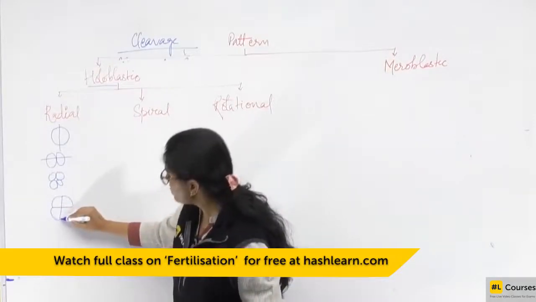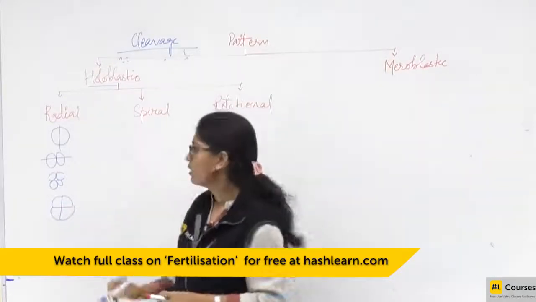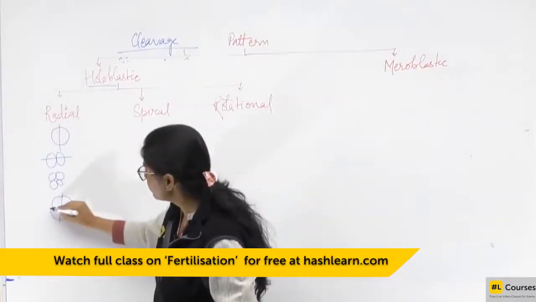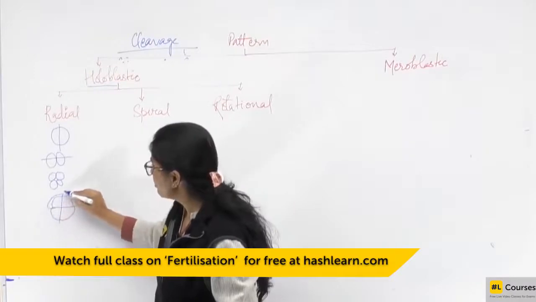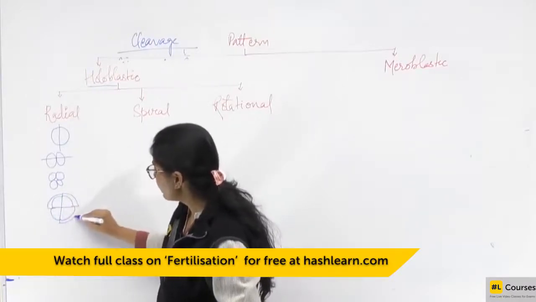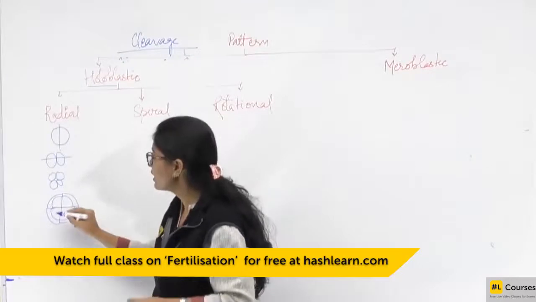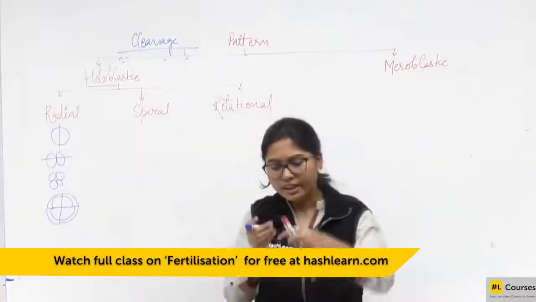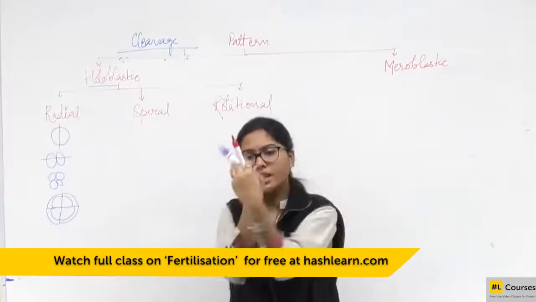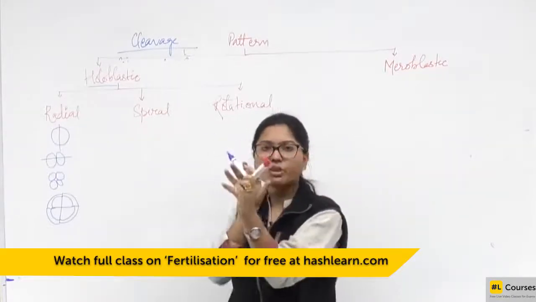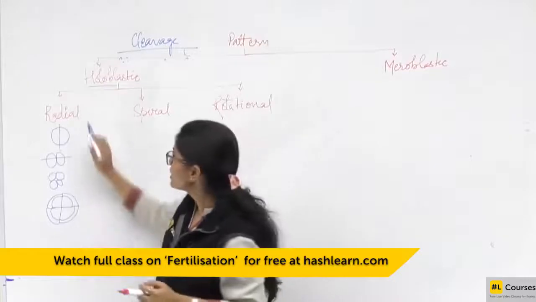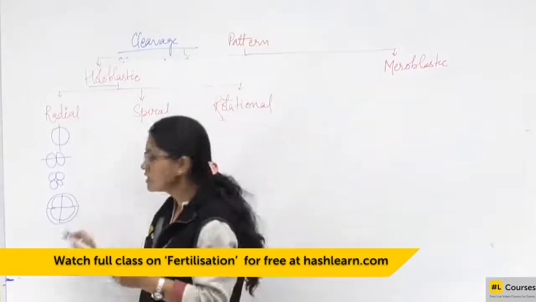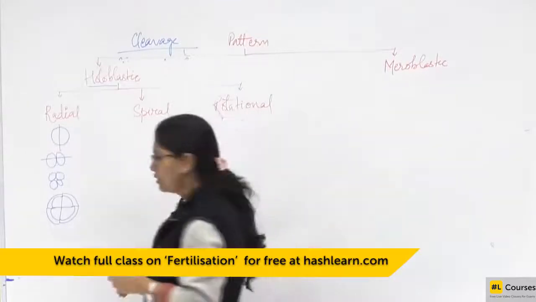the next 4 will be exactly behind it. Behind means lower to that. Here I am drawing it like that. You do not get confused that the 2 cells are of 2 different sizes. It is superimposed. Just behind these 4, another 4 are there. So that condition is called radial, and this is generally found in all deuterostomes.